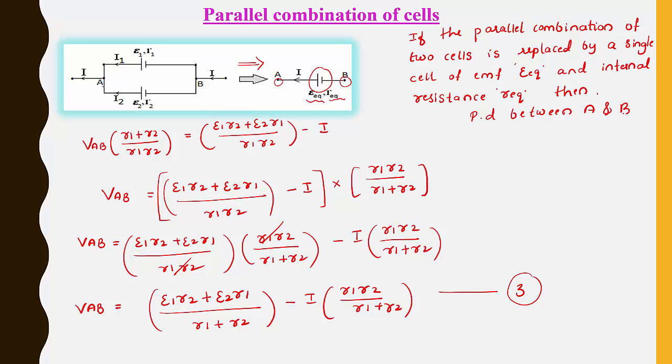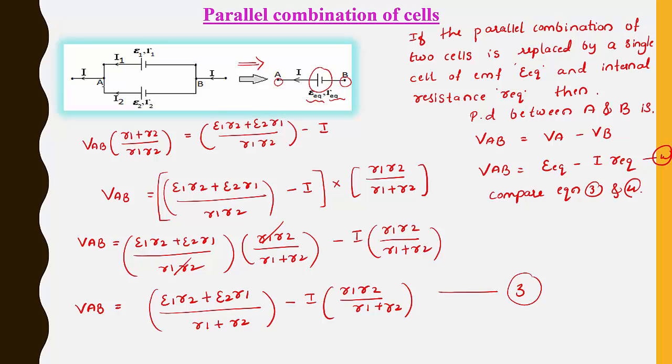Tell me how to write the potential difference between A and B for the equivalent cell. I can write the potential difference between A and B, VAB, is equal to VA minus VB. Or we can write VAB is equal to E equivalent minus I R equivalent. Let us take it as equation number 4. Now let us compare equation 3 and equation 4. What can we get? Observe equations 3 and 4.